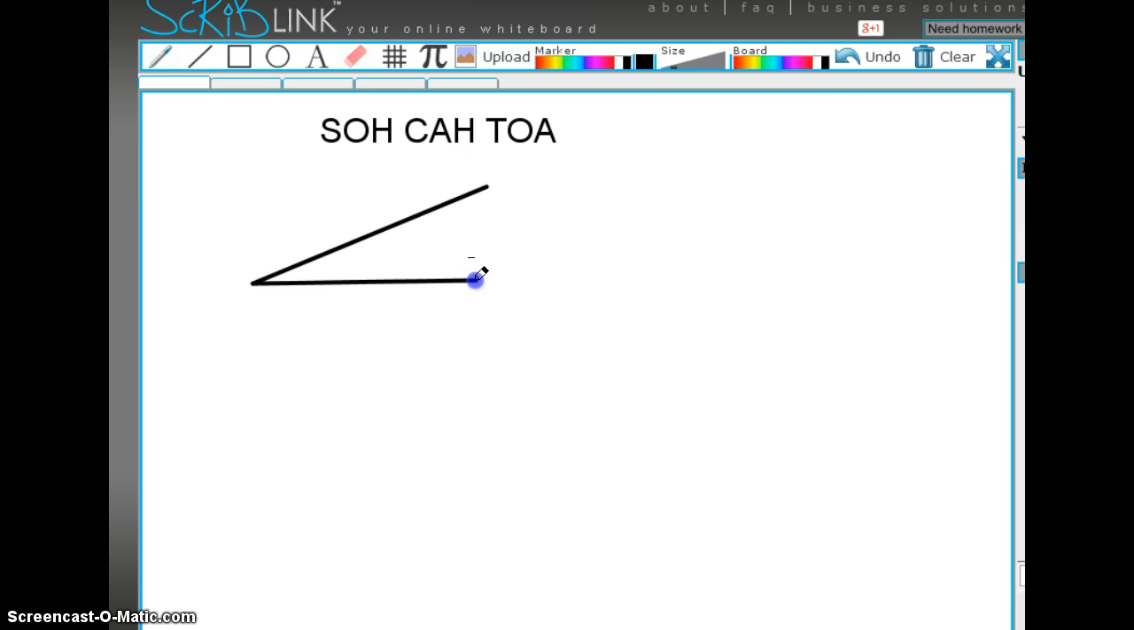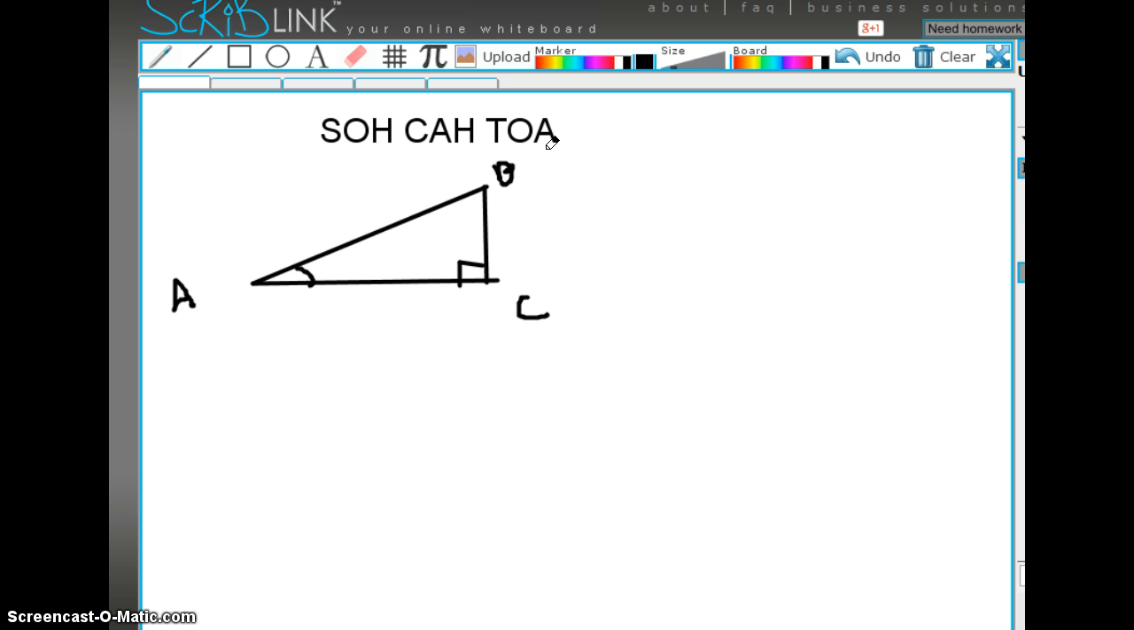So let me draw a right triangle. Suppose we label it as A, B, and C. This ratio is used, say, with either angle A or angle B. The sine of angle A is equal to the opposite over the hypotenuse. The cosine of that angle is equal to the adjacent over the hypotenuse, and the tangent is equal to the opposite over adjacent sides.